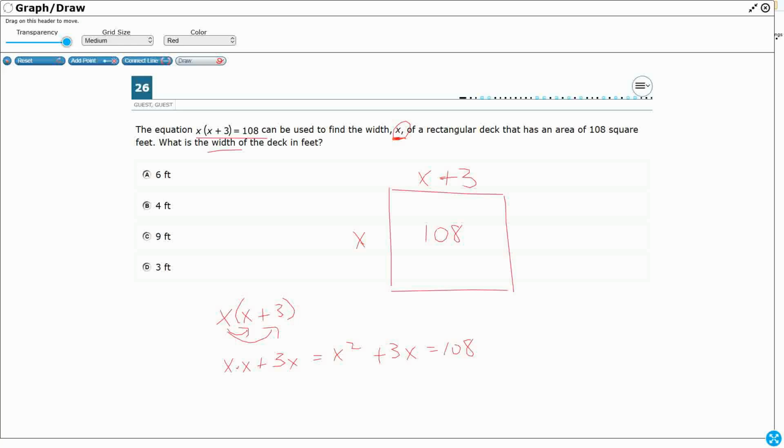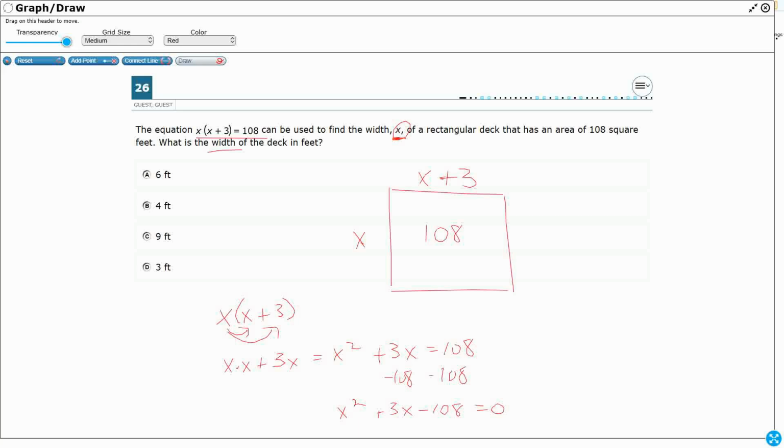Now, if we want to find the solution, what do we need to do in order to find that solution? Well, we need to set one side equal to 0. So let's go ahead and subtract 108 from both sides. Now I'm going to get x squared plus 3x minus 108 equals 0. So now it's looking more like a standard quadratic equation. All right, so we could use the quadratic formula.